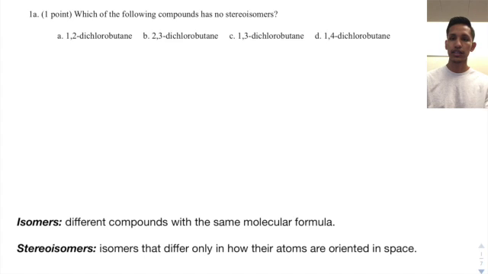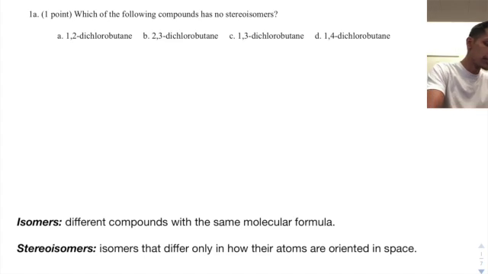So let's go ahead and start looking at question 1 for your Chapter 5 PQ. It asks, which of the following compounds has no stereoisomers? An important thing to know before you start this question is, what is a stereoisomer?